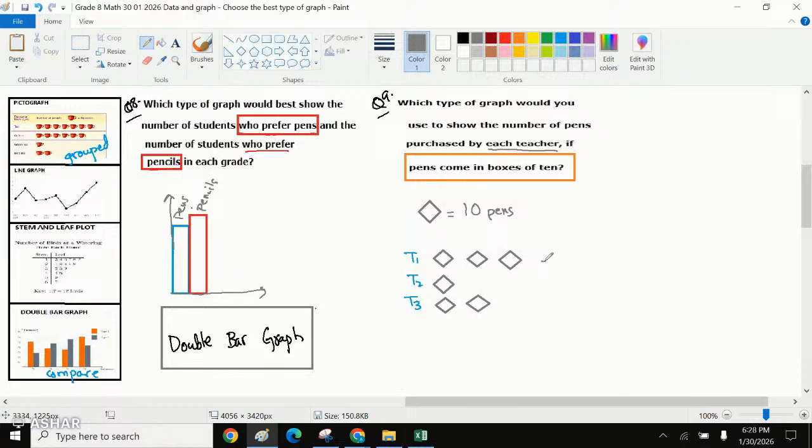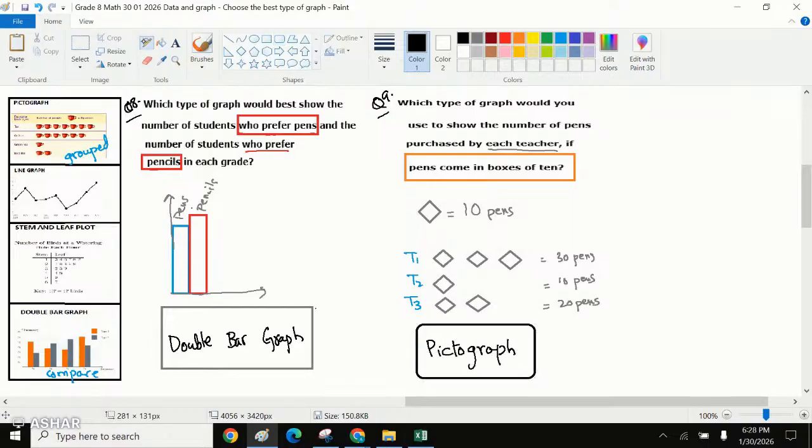So we can say this was 30 pens. This would be 10 pens purchased by the second teacher, and teacher number 3 purchased 20 pens. Can this be the information used? Yes, this is correct. So we say that a pictograph is the best way to represent the information given in this question. Okay. Thank you. Moving ahead to the next question.